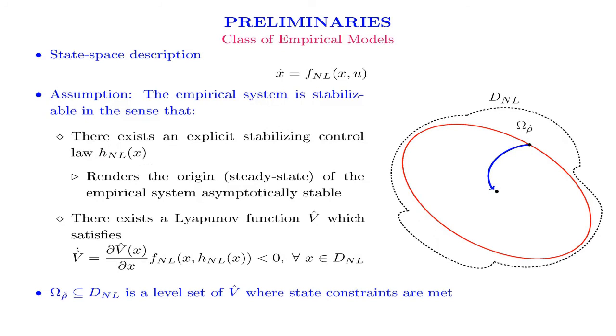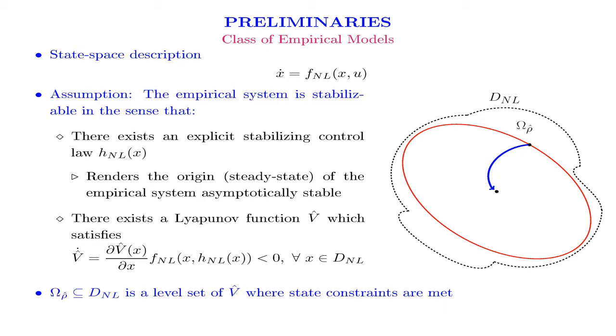We also assume a class of empirical models, which is only a function of the states and inputs. In addition, we assume that this empirical system is stabilizable in the sense that there exists an explicit stabilizing controller, h_NL, that renders the origin of this empirical system asymptotically stable.